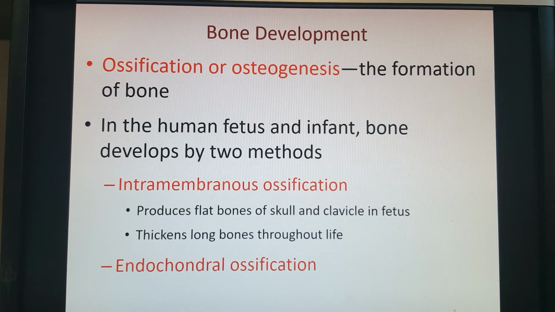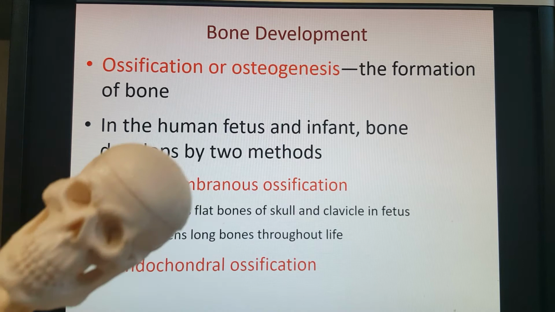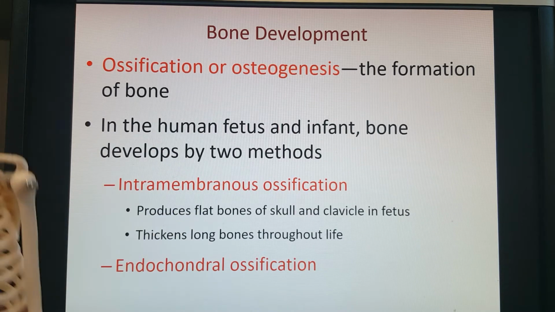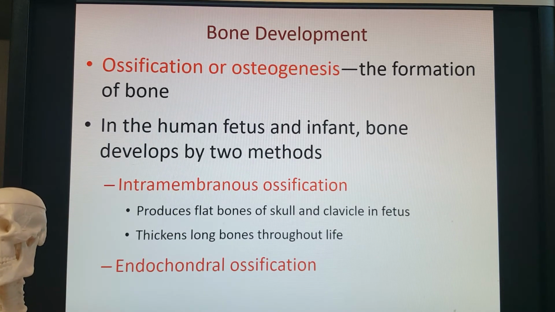Okay, so we have 2 different types of bone formation or ossification. We have intramembranous ossification that's going to produce flat bones. So for example, the skull, the clavicle, and the fetus.